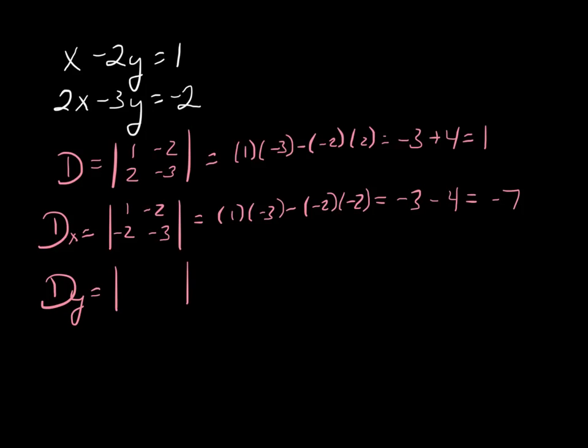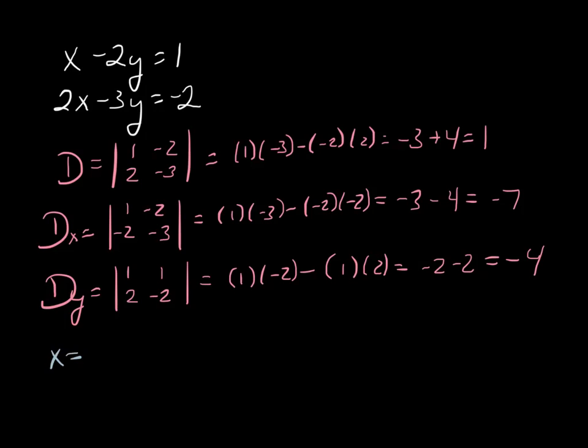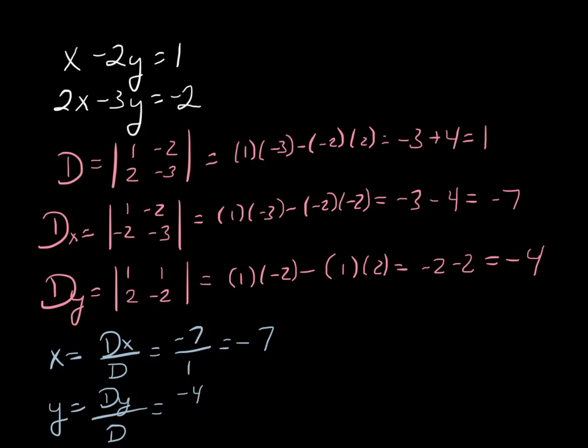And dy, we leave the coefficients of x, we put the constants. We get negative 2 minus 2, which is negative 4. Now x will be dx over d, which is negative 7 over 1, or just negative 7, and y is dy over d, which is negative 4 over 1, and that's negative 4. So the solution is negative 7, negative 4.